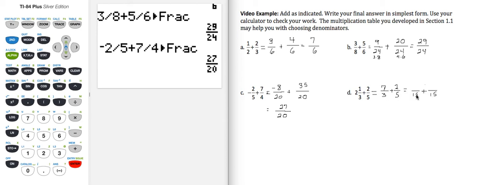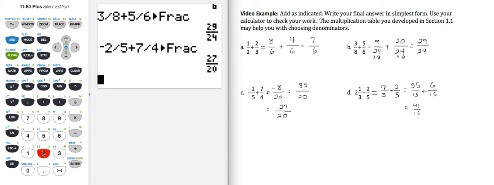3 goes into 15 5 times. 5 times 7 is 35. 5 goes into 15 3 times. 3 times 2 is 6. I should end up with 41/15. There are no common factors between 41 and 15. This should be my final result.